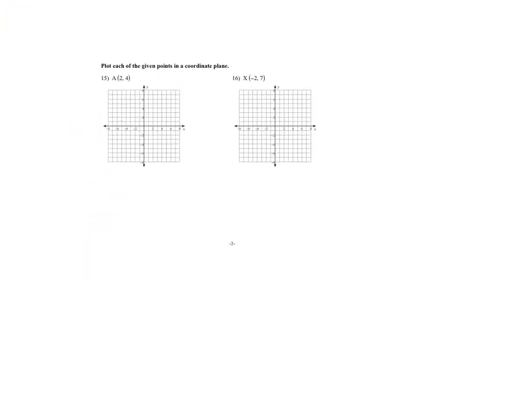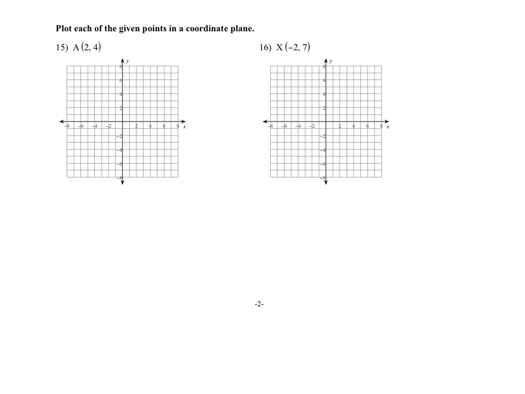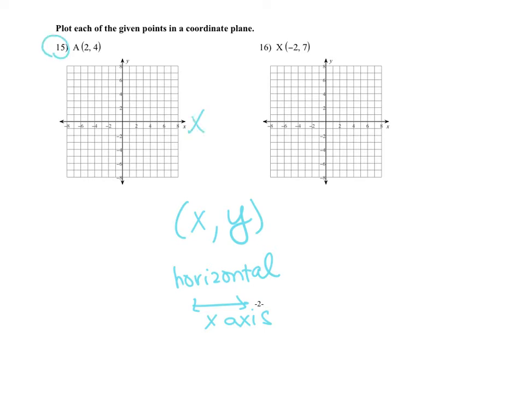It says plot each of the given points in a coordinate plane. The only thing I need you to remember is that your coordinates are always x and y. My x is horizontal, so it goes sideways, right? That's my x-axis. And this would be my y, and that would be my vertical axis, my y-axis. So 15 says 2, 4, so I'm going to go over 2 horizontally, right?